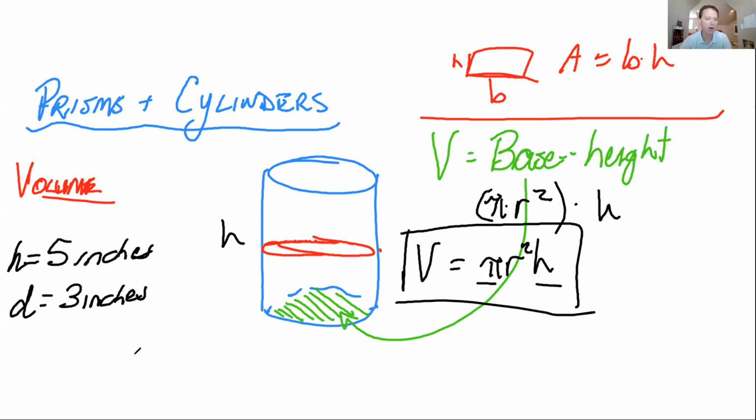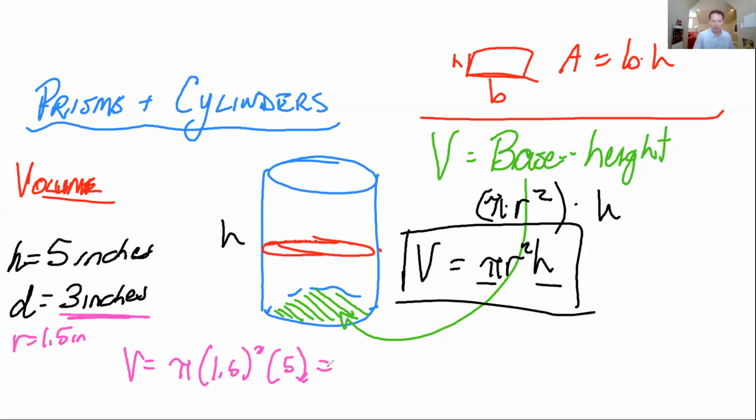We know that the volume of this cylinder is going to be pi times, now we need r squared. If the diameter is 3 inches, what's the radius going to be? 1.5 inches? So it's pi r squared times h, 1.5 squared times h, which is 5. And we'll get my handy calculator out here.